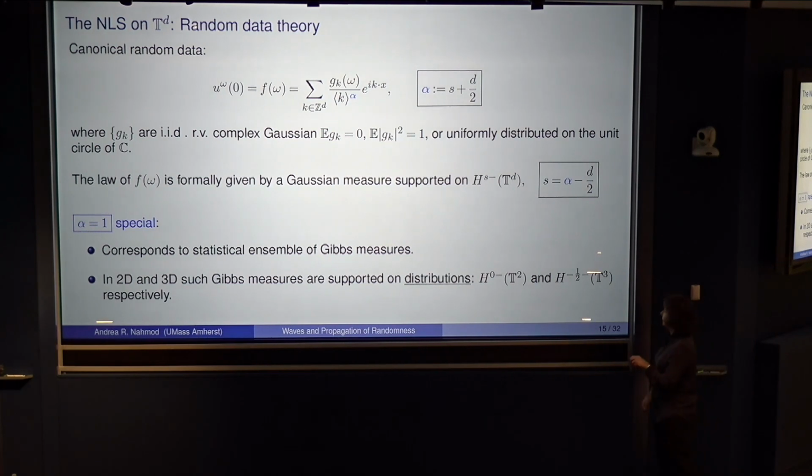and in dimension 3, you are actually really ugly. You are at −1/2⁻. So the measure, even for the heat equation, is actually supported in very, very rough distributions. And this is actually a real problem. Even in 2D it is a problem.